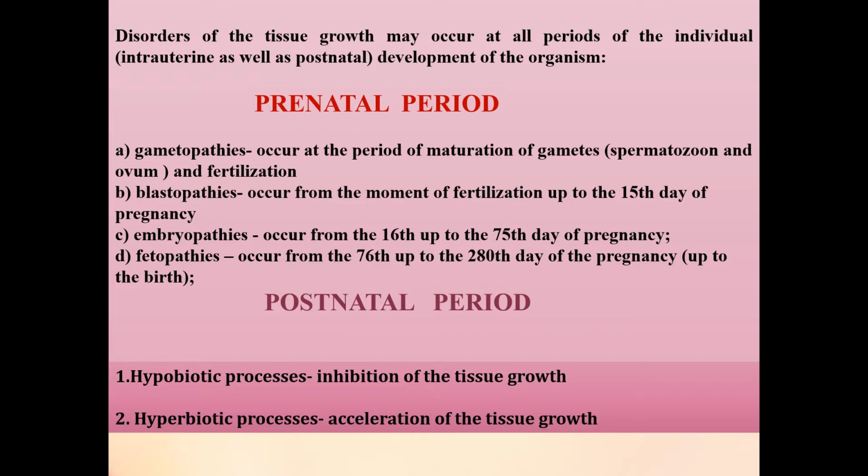The first stage is the period of the blastogenesis. These are the first 15 days of pregnancy after fertilization. The pathologies that develop during this period include, for example, Siamese twins or cyclopia and so on. The period of the embryogenesis continues from the 16th day till the 75th day of the pregnancy.